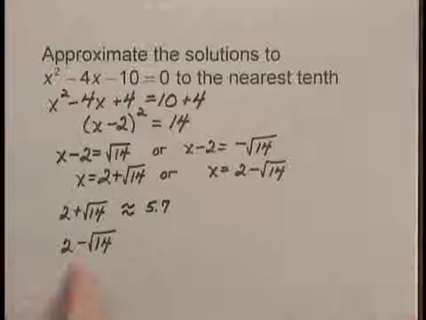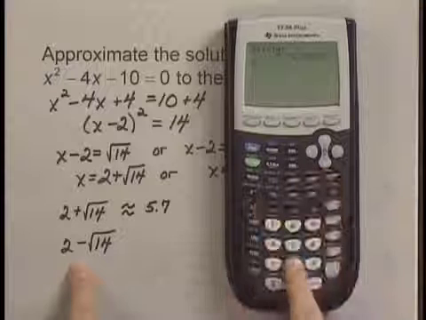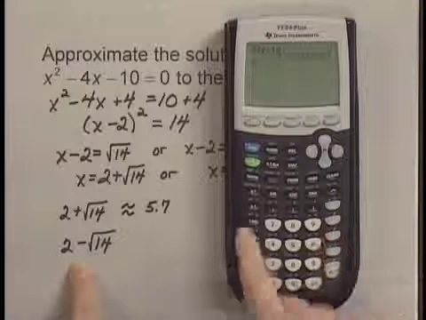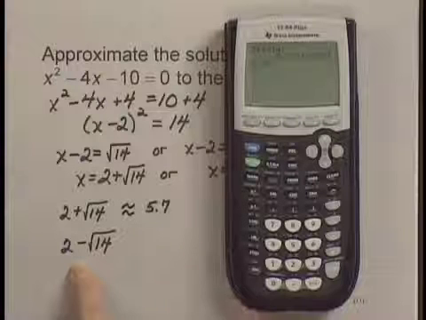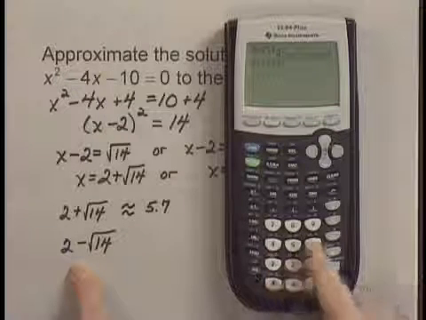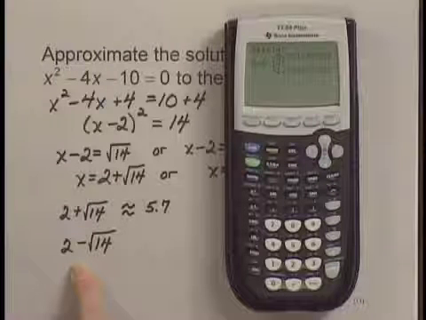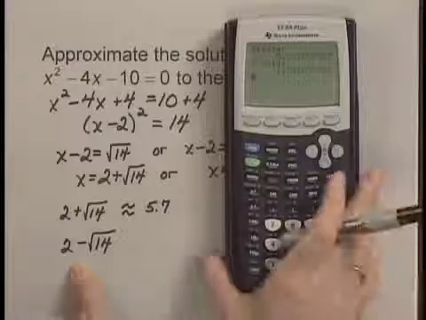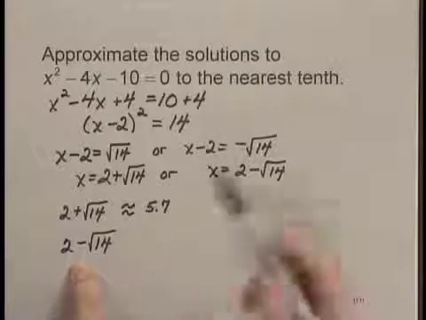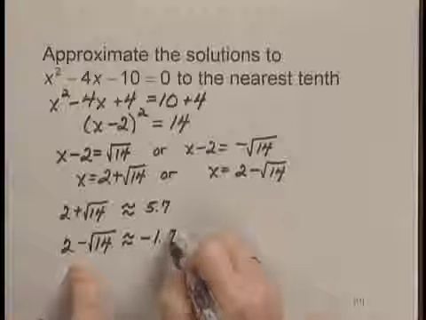I do a similar thing to find 2 minus the square root of 14. I press 2 minus the second x squared term, gives me the square root and a left parenthesis. I write 14, close the parenthesis, and press enter. Rounding this to the nearest tenth would be negative 1.7. So I write that this is approximately equal to negative 1.7.